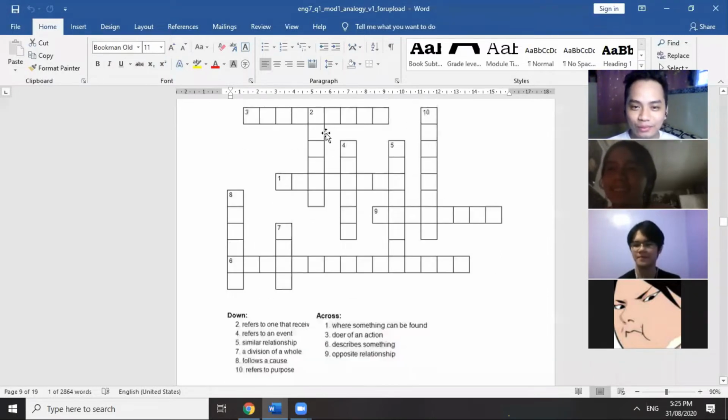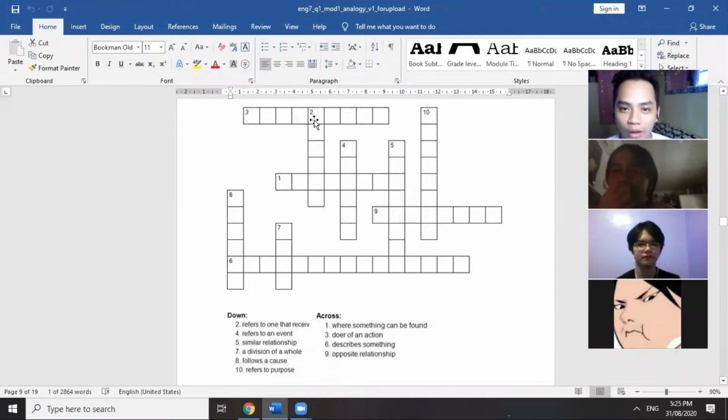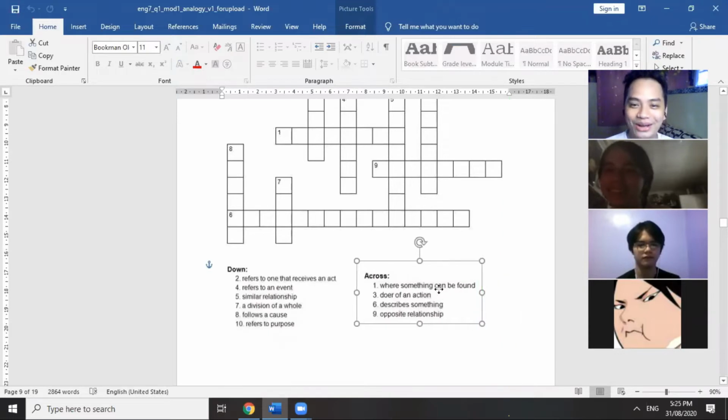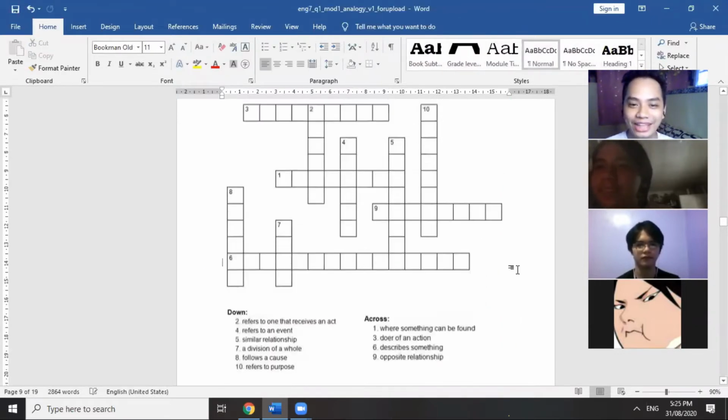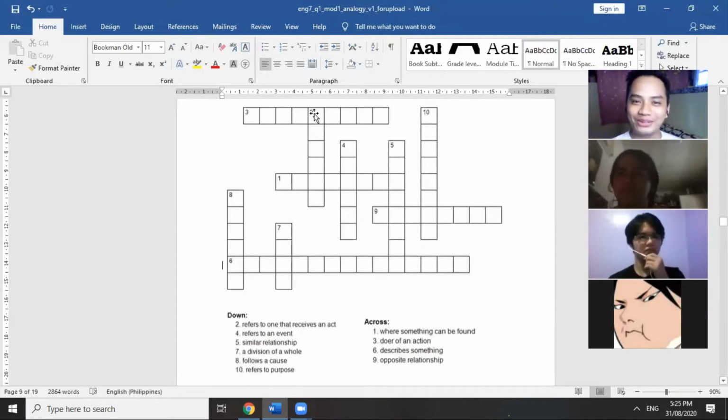So number 2, the directions: we need to use the clues below to fill in the crossword puzzle with the correct terms. Number 2, going down. 1, 2, 3, 4, 5, 6. There are 6 characters. This refers to one that receives. We cannot see it, but we can adjust it. Here, you see it now. It refers to one that receives an act. Object. Okay, very good. OBJECT. It made me think though. I was the one who made it, but I forgot.